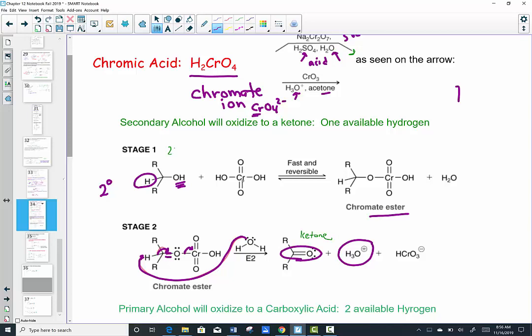So the first step, the chromium attaches on to the oxygen. And then in the next step, the water is going to abstract a proton, forcing the bond to collapse, and generates the ketone.